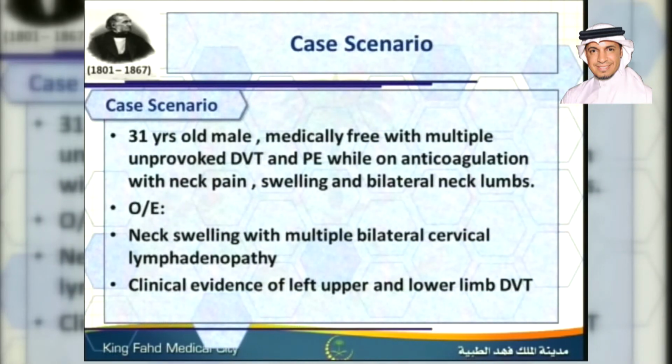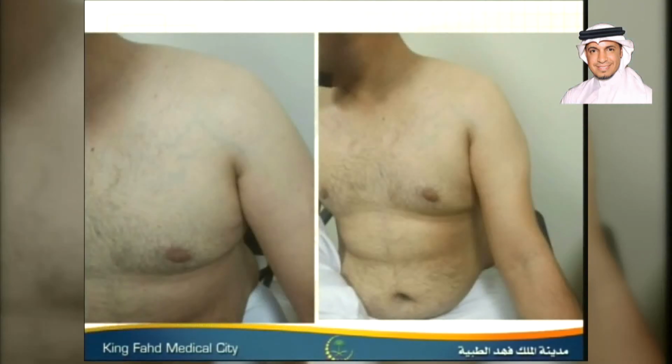So to highlight the burden and the magnitude of the disease, I will start by sharing one of the patients in our thrombosis clinic. A 31-year-old male, medically free, or not known to have any previous medical problem, presented with multiple unprovoked DVTs and PE while on anticoagulation. He presented with neck pain, swelling, and bilateral neck lumps. On examination, he had neck swelling with multiple bilateral cervical lymphadenopathy and clinical evidence of left upper and lower limb DVT.